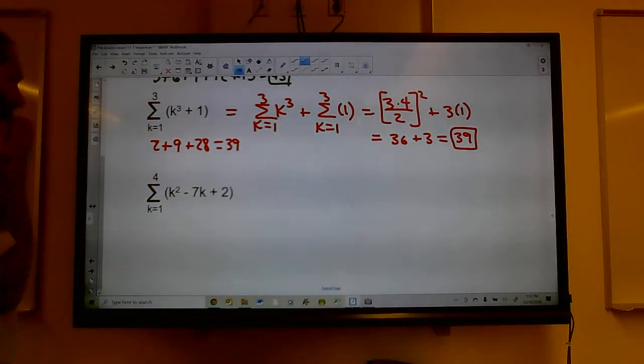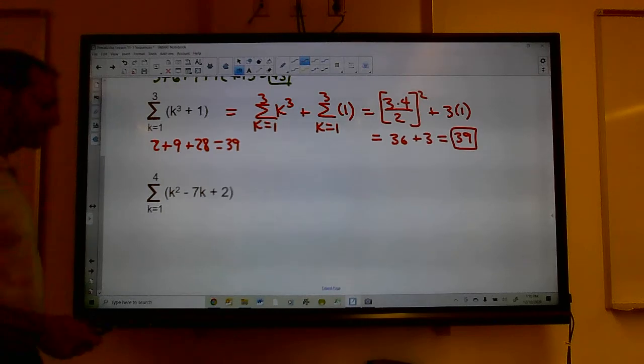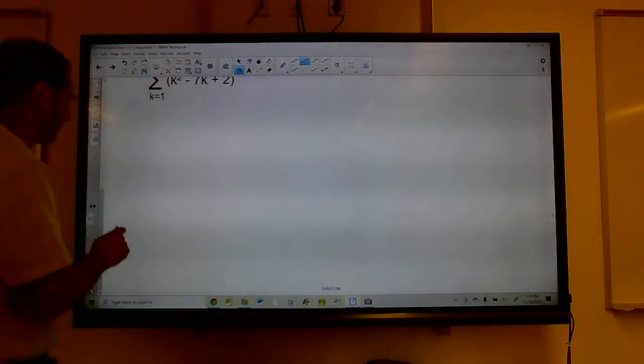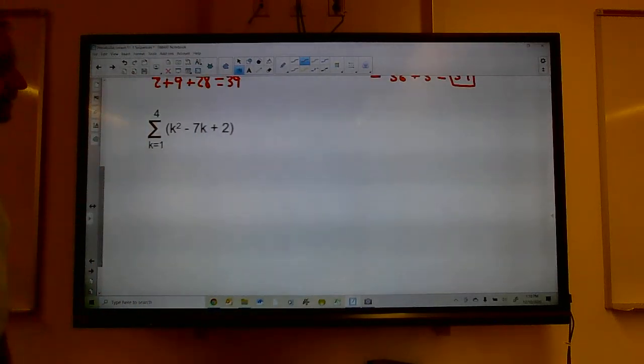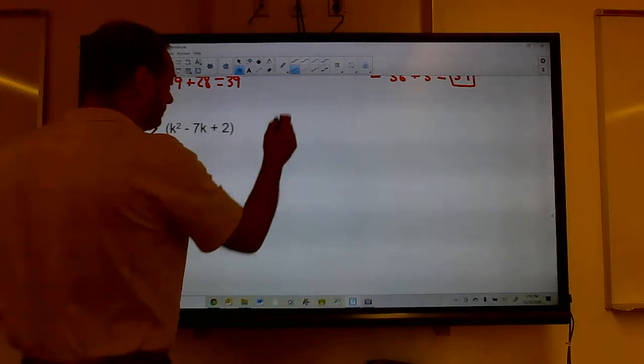All right, find the sum from k equals 1 to 4 of the k squared minus 7k's plus 2's. This might be a good one for you to pause and see if you can do this one on your own, and then jump back on here and see if you got it right.